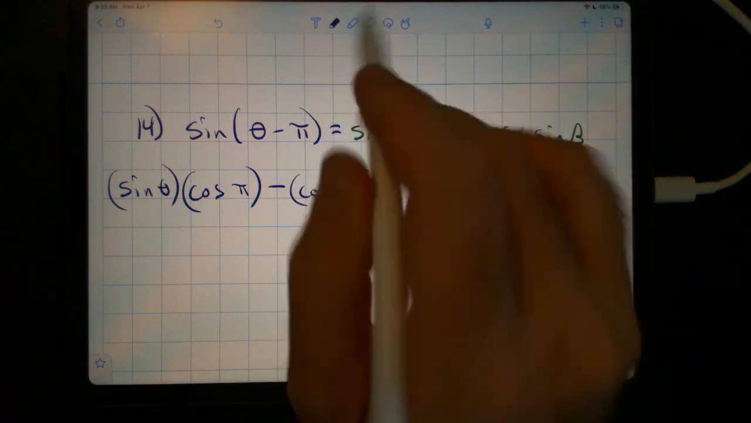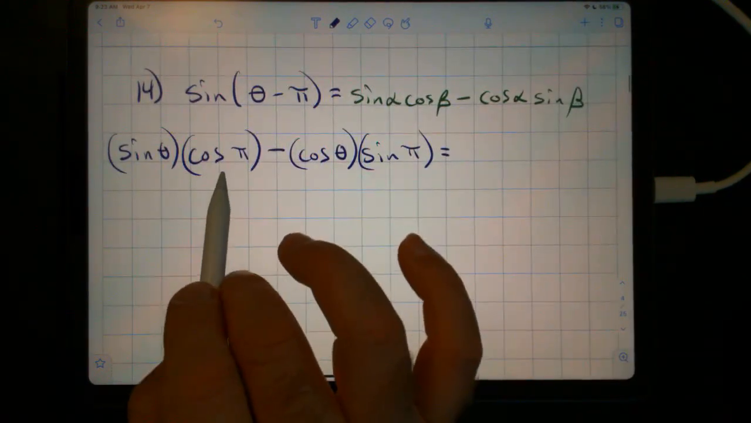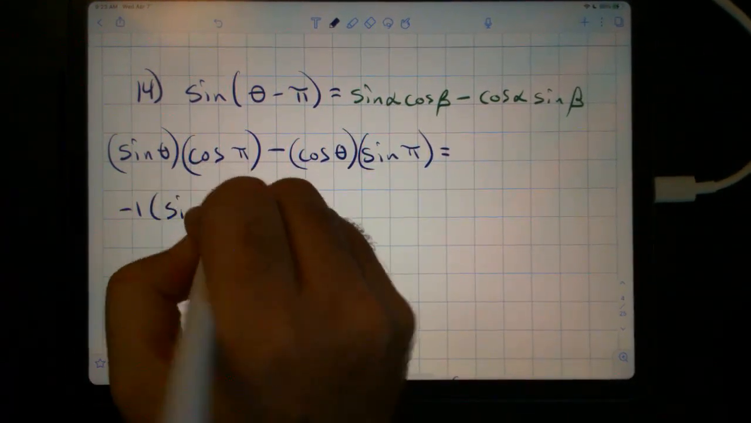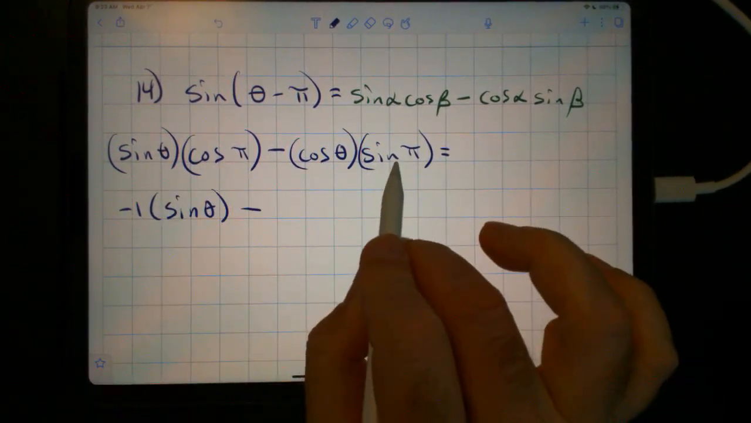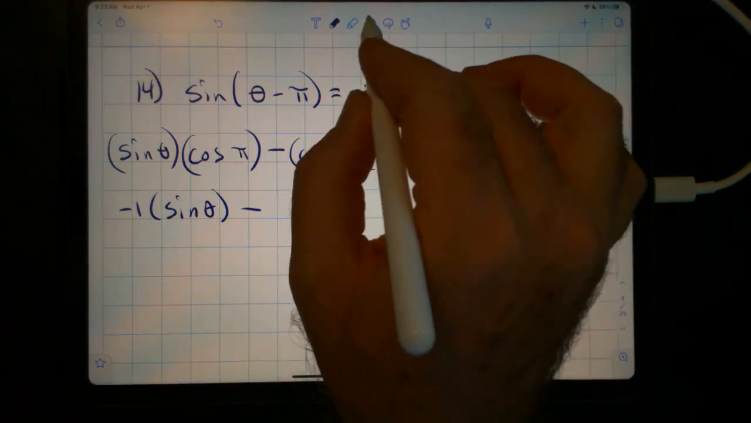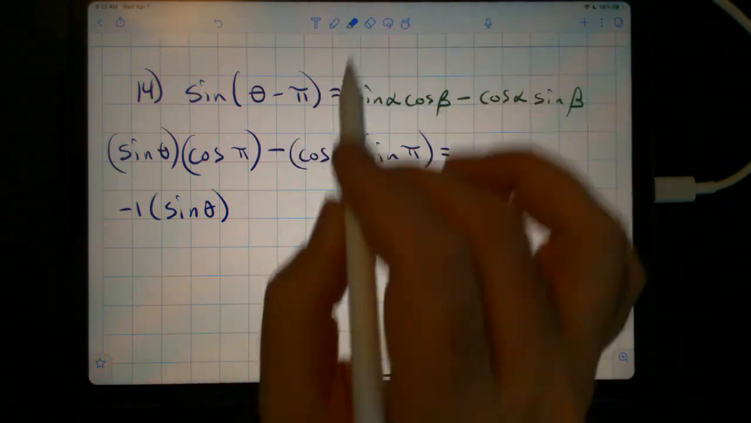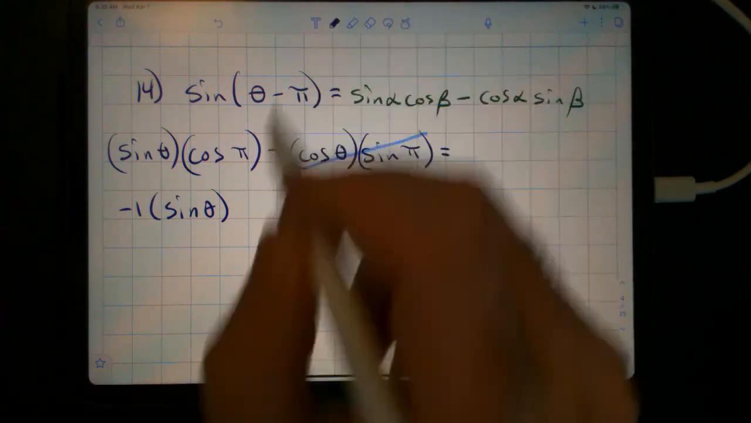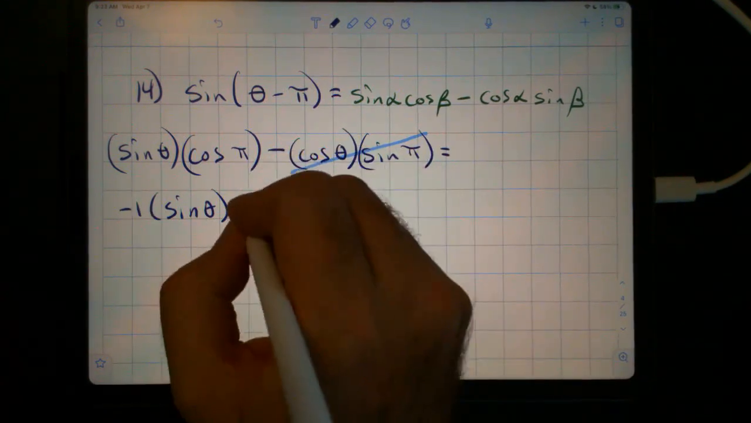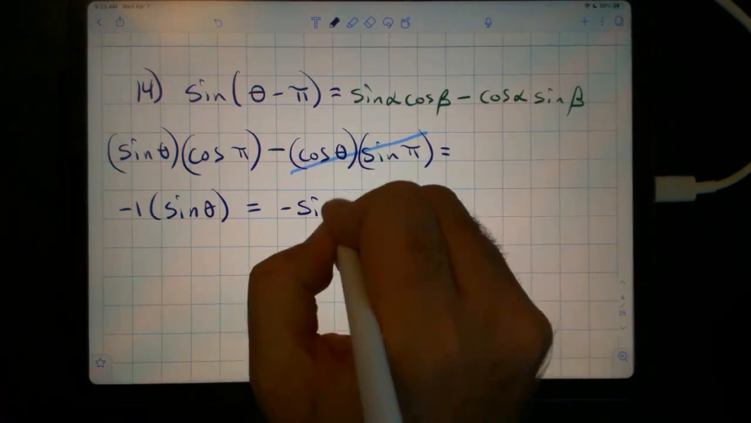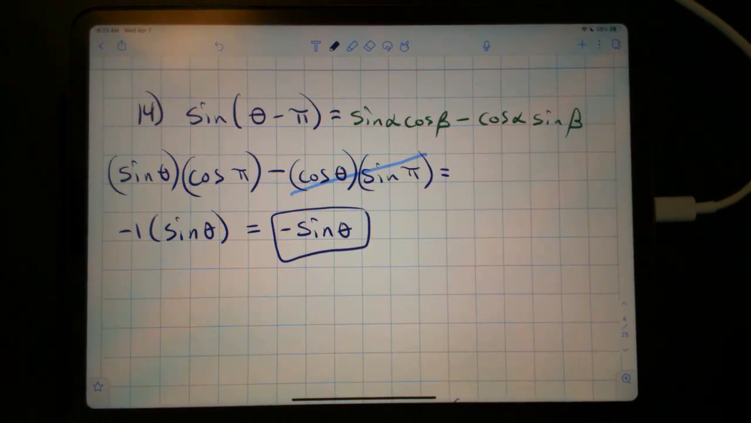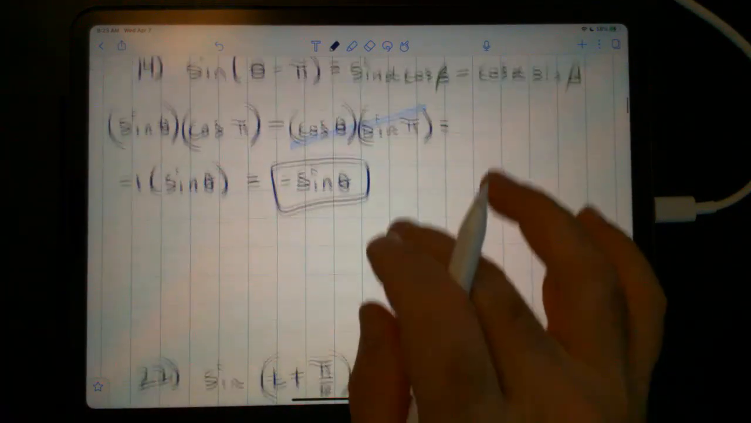Okay, cosine of pi is negative 1, so this is negative 1 times sine theta, and then minus sine of pi is 0. 0 times anything is 0. So we have negative 1 times sine theta, which is equal to negative sine theta.